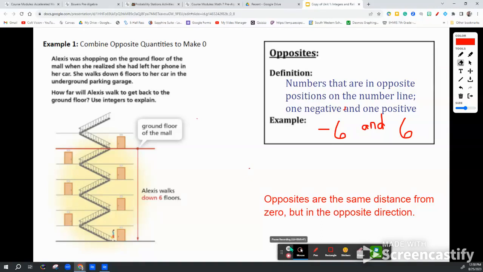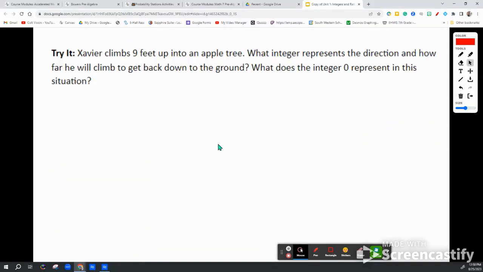Now let's look at ways that we can represent situations using integers. So here's a situation. Xavier climbs up an apple tree, 9 feet up an apple tree. What integer represents the direction and how far he will climb to go back down to the ground? So I'm going to put above this sentence here. If he climbs 9 feet up, that would be +9. Now, I don't normally have to write the positive symbol because it's implied in a number. If it just has nothing, it's positive. So then what integer would I use to clarify that I'm talking about him going down 9 feet? So then I would write for his trip down would be -9.